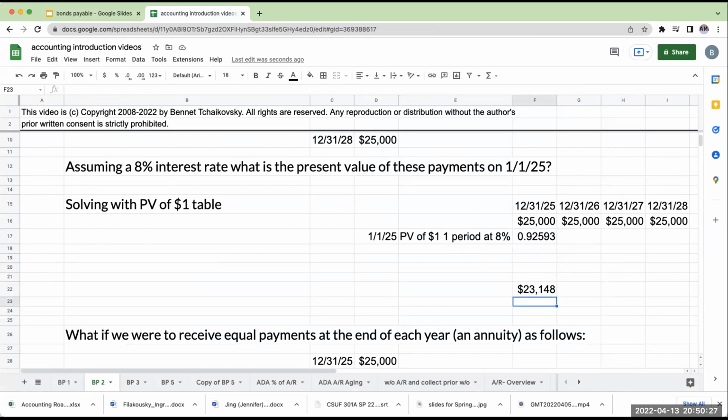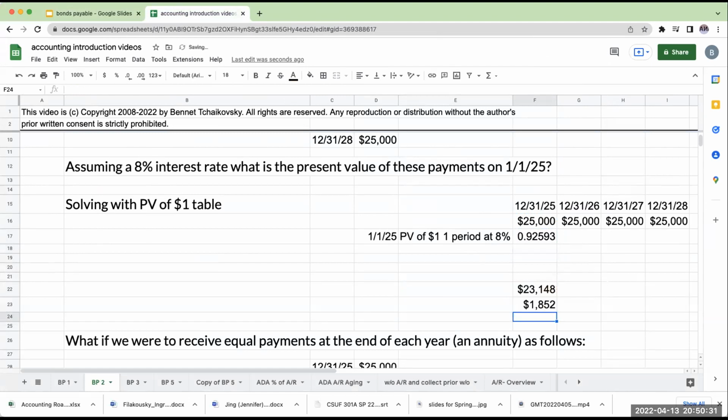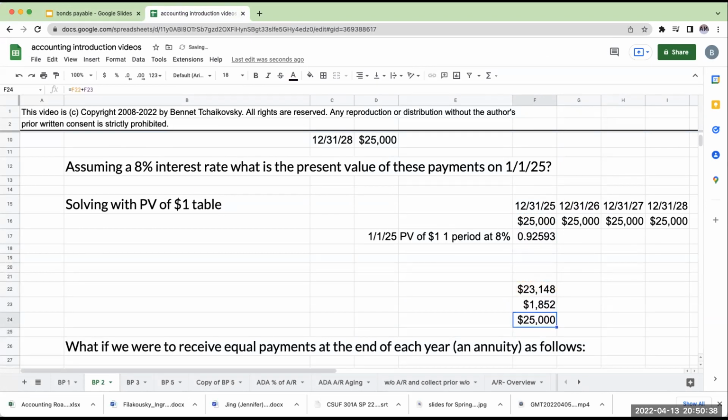How do we know this is right? Well, if I invested 23,148 at 8% interest, I would get 1,852. If I add these up, I get 25,000. That's how we know it works.